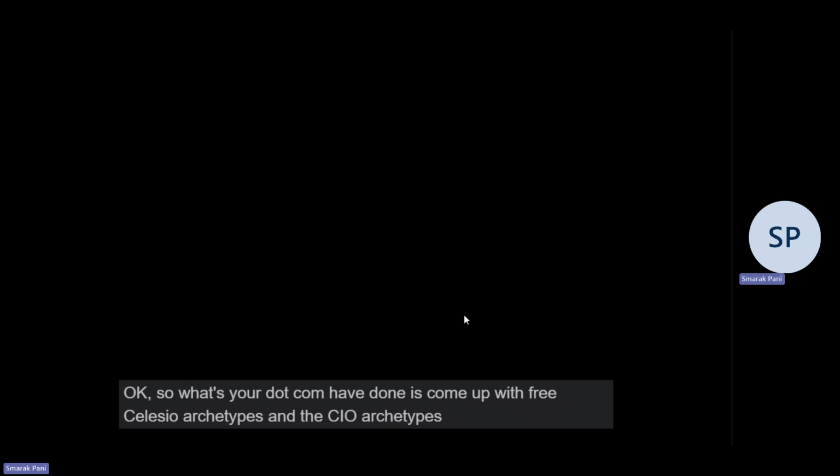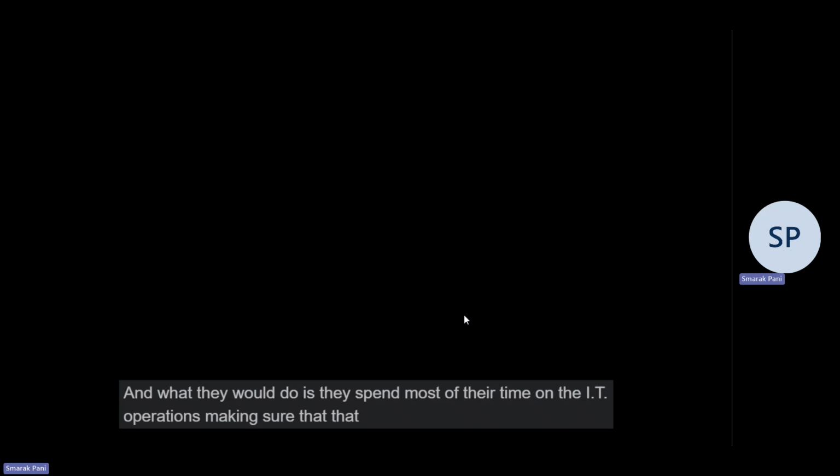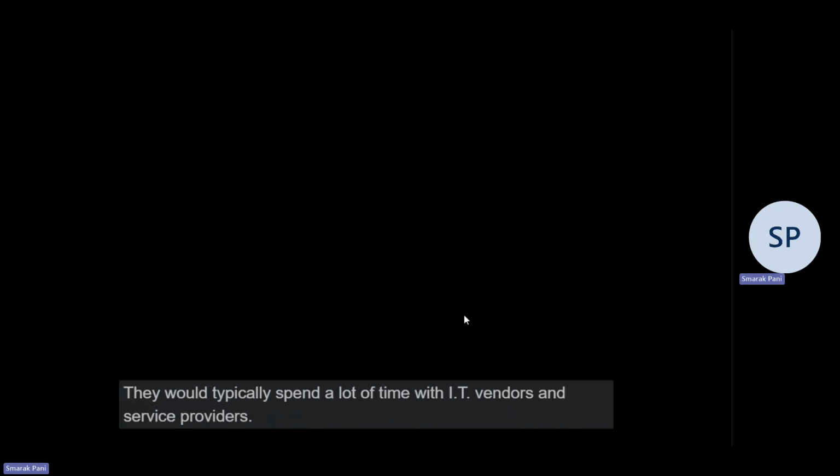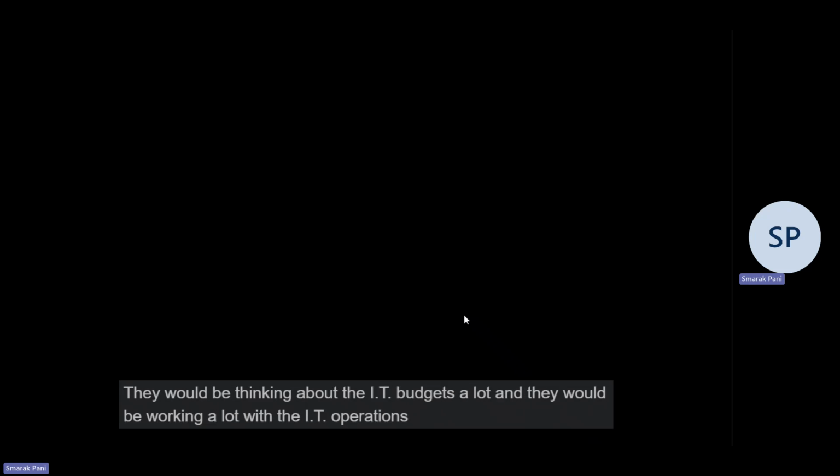Okay, so what CIO.com have done is come up with 3 CIO archetypes. And these CIO archetypes each have a different function, or focus rather. The first type of archetype is the functional CIO. What they would do is spend most of their time on the IT operations, making sure that operation runs as smoothly as possible. They would typically spend a lot of time with IT vendors and service providers. They would be thinking about the IT budgets a lot, and they would be working a lot with the IT operations team to make sure that IT functions and operations run as smoothly as possible. That's what the functional CIO archetype is.